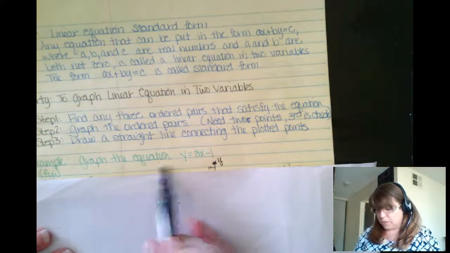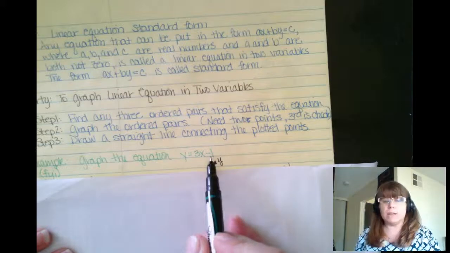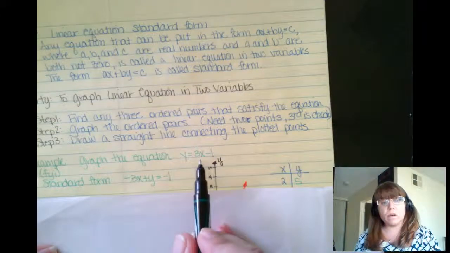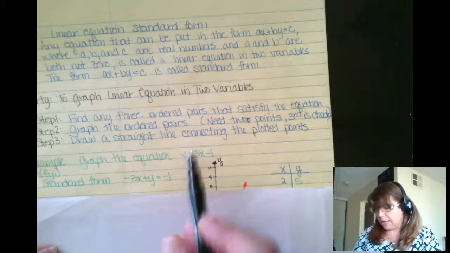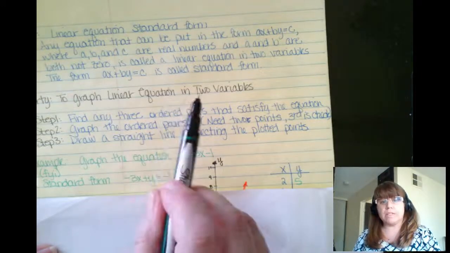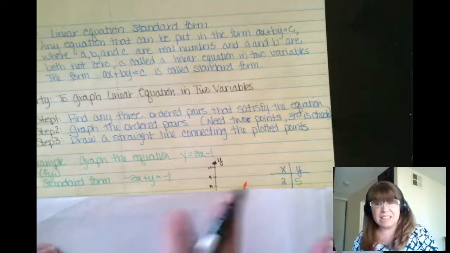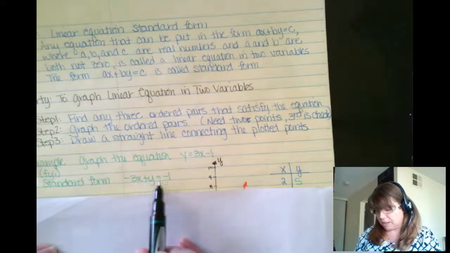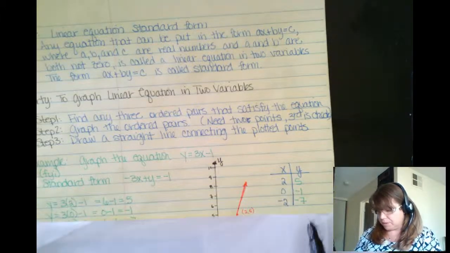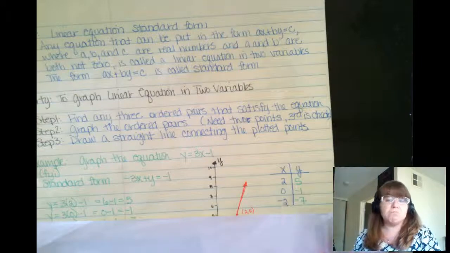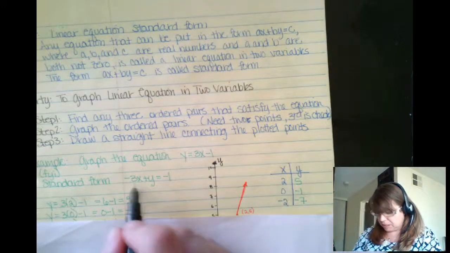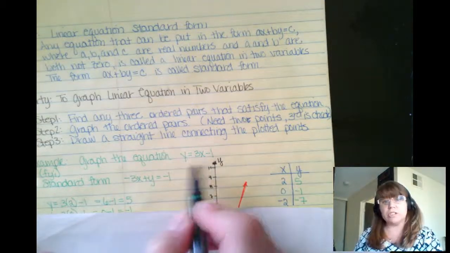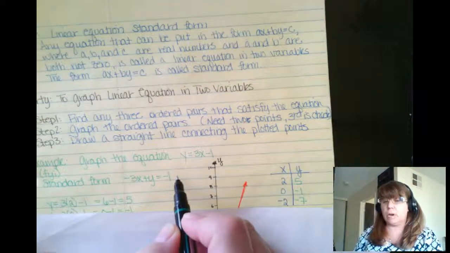So let's graph the equation y equals 3x minus 1. I'm going to rewrite it in standard form by moving the x over. Remember, ax plus by equals c is called standard form. To graph it, that's not necessary, but I want to show you what it is in standard form. Negative 3x plus y equals 1. I pick a few numbers: 2, 0, negative 2. That's pretty good. I plug them in for x, and I'm using the original equation to do my math. I just wrote it in standard form.